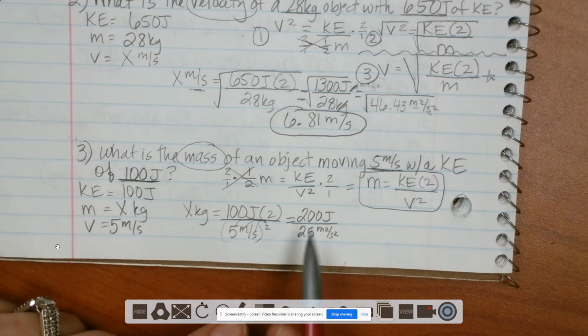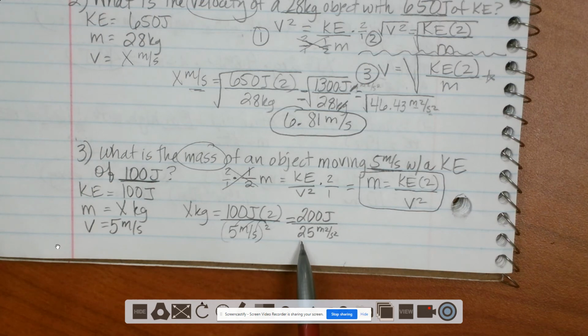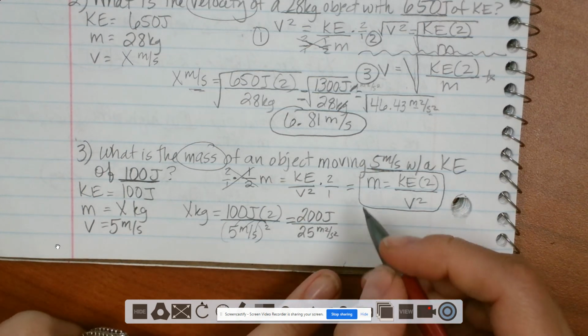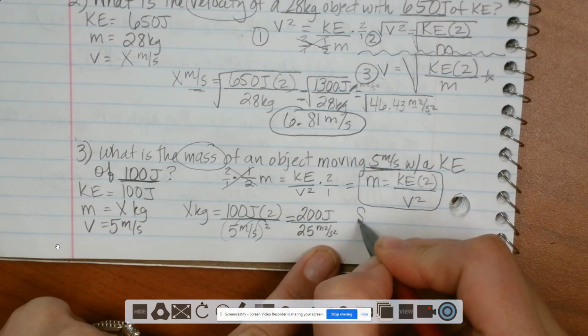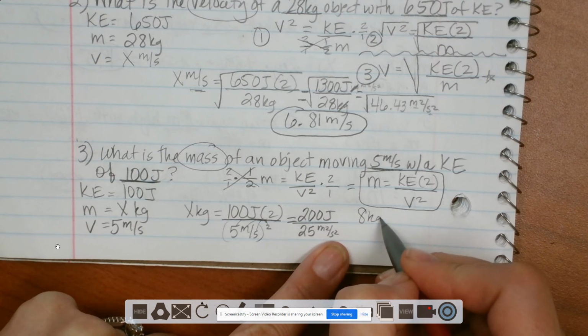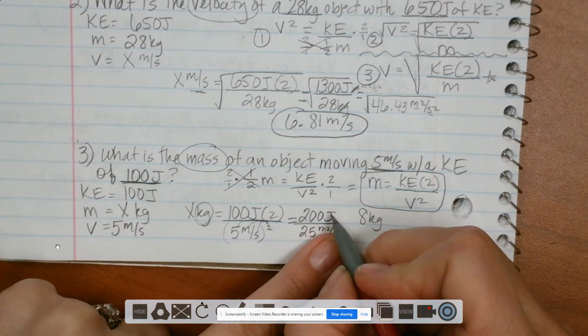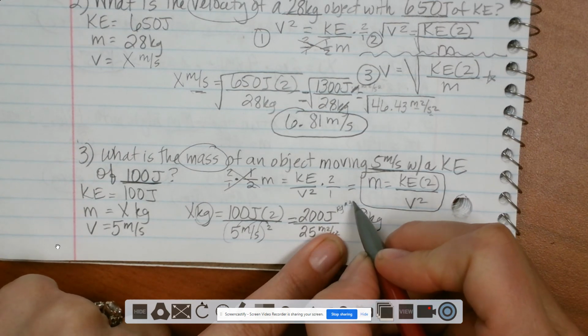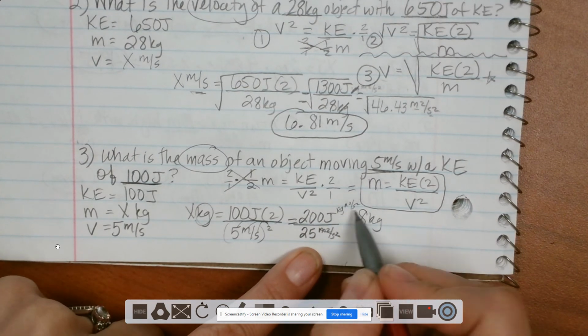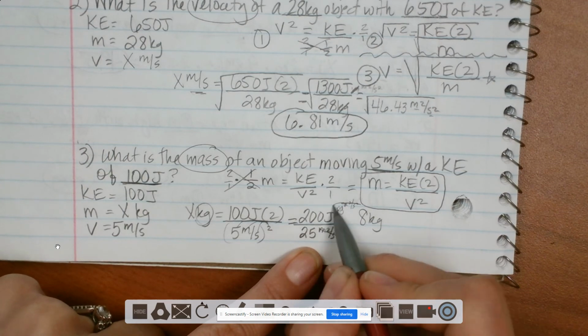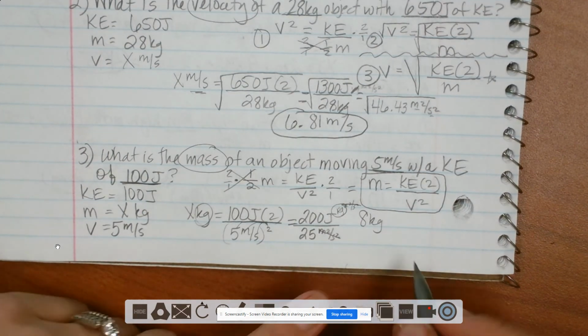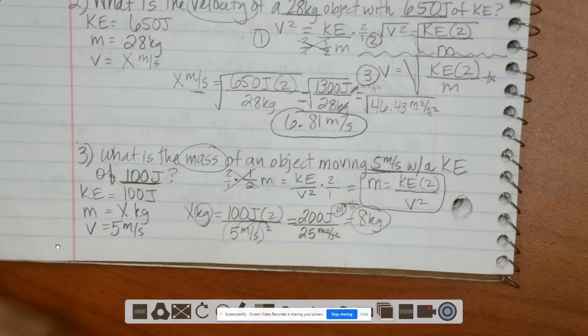So I can just do this part in my head. 200 divided by 25, because I know that how many quarters are in $2 is 8. So I'm going to put 8. But how did we get kilograms? I know it's 8 kilograms because I know I'm looking for mass. I know that. But how did I get it? Remember, a joule is a kilogram meter squared per second squared. Meters squared per second squared cancel on top and bottom, leaving me with kilograms. That's how I got my 8 kilograms. So that is the answer for that.